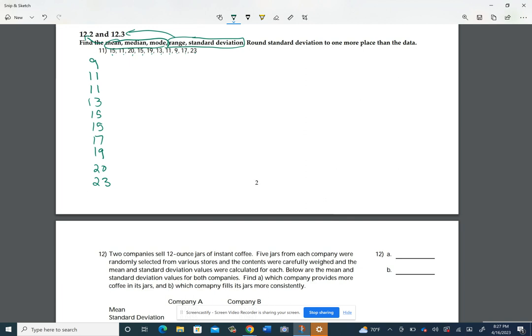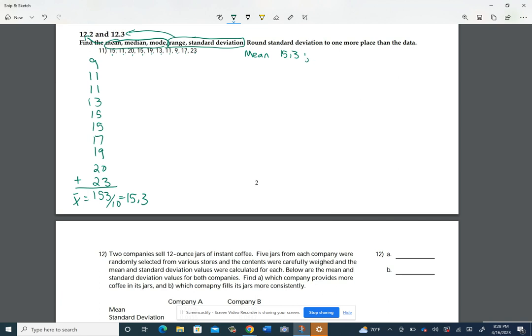All right, so for the mean, I'm going to add all of these up. When I do, I get 153, and there were 10 of them. So I'm going to divide by 10, and that's going to give me the mean, and that turns out to be 15.3. So that's my mean. So the mean is 15.3. I'm going to jot that down over here.